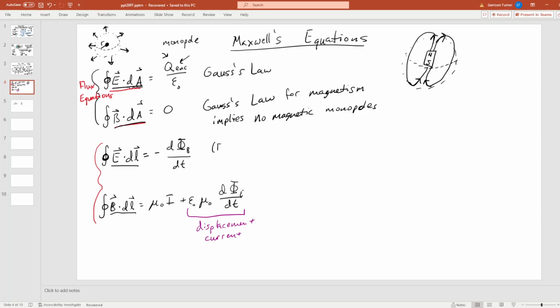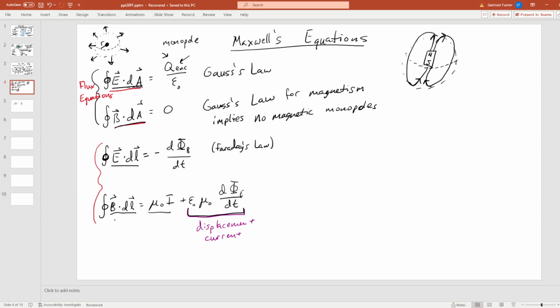Faraday's law, the line integral of your electric field. So what this is telling you is that a time rate of change of magnetic fields will produce electric fields, and then you can calculate what the value of those electric fields are along some path. And then either steady electric currents or displacement currents, or both together, will produce magnetic fields. And you can calculate what the value of the magnetic field is along some loop.